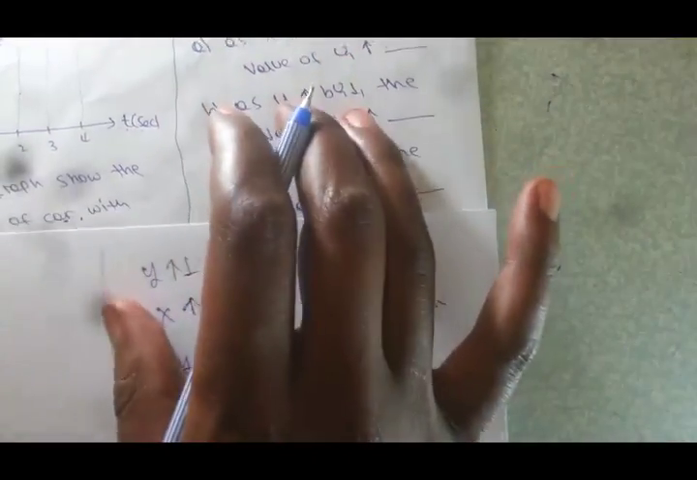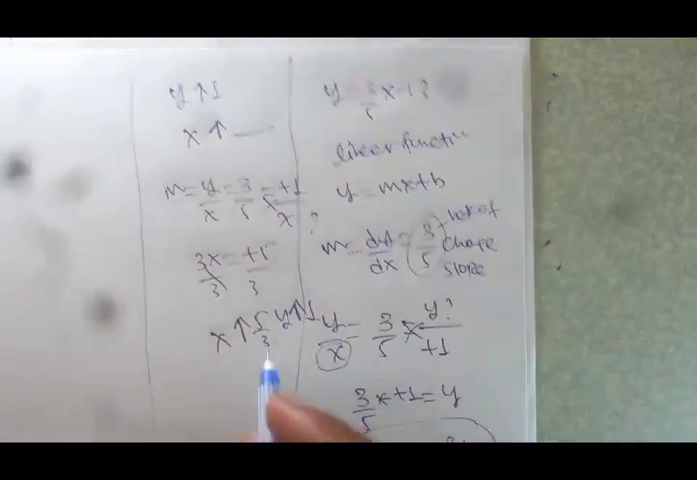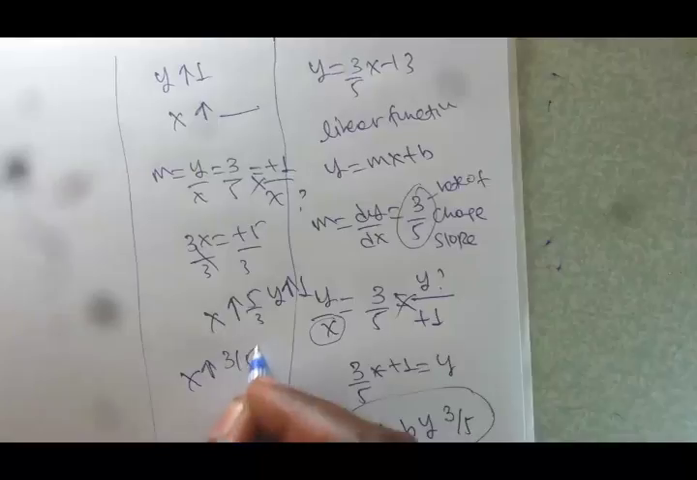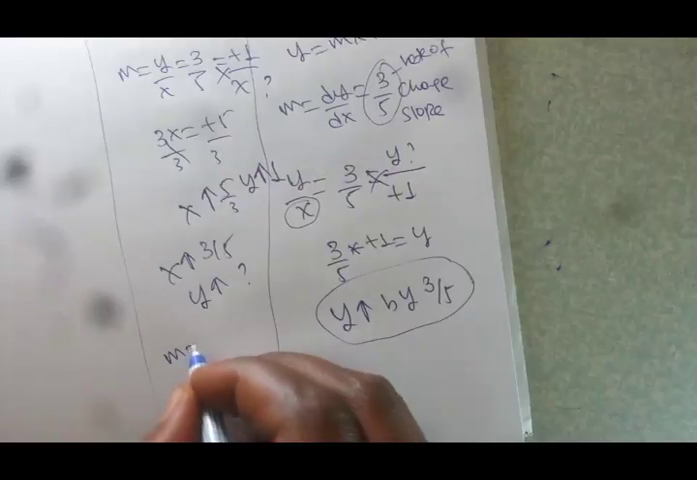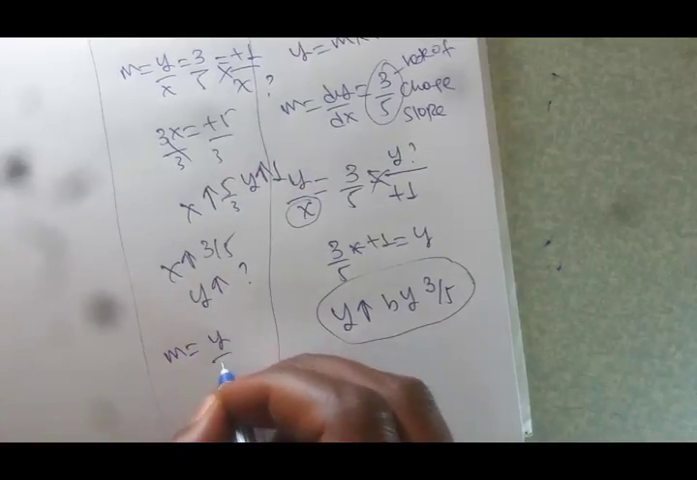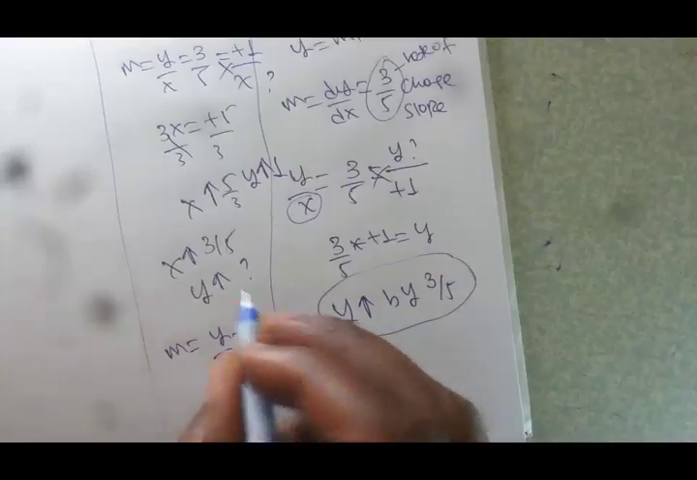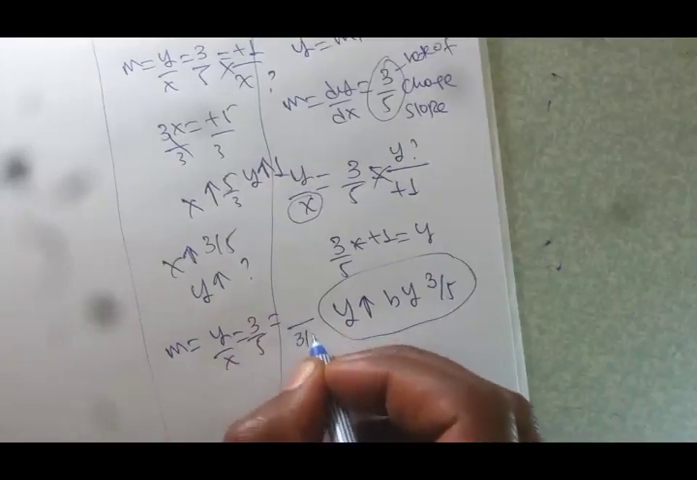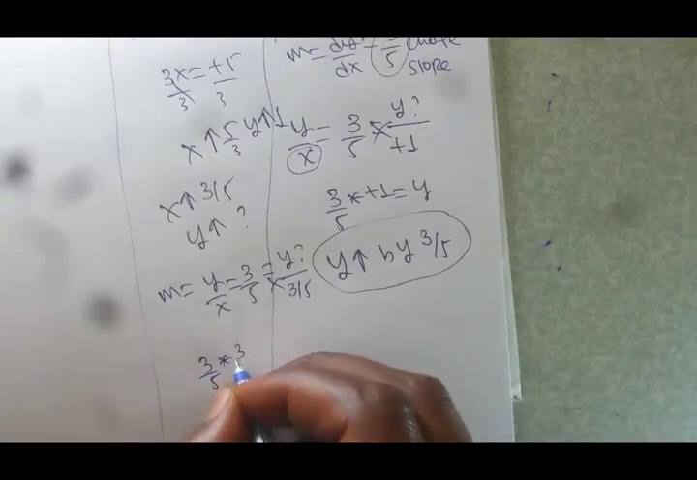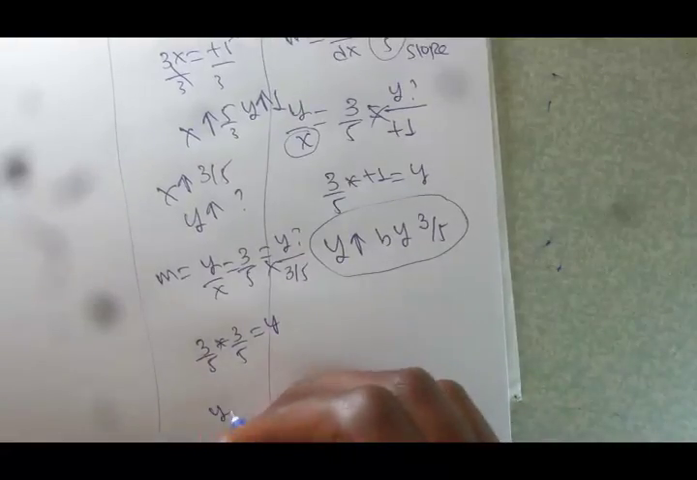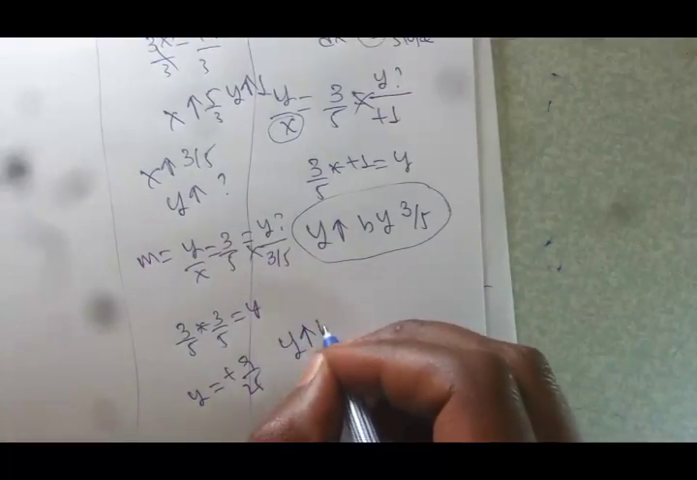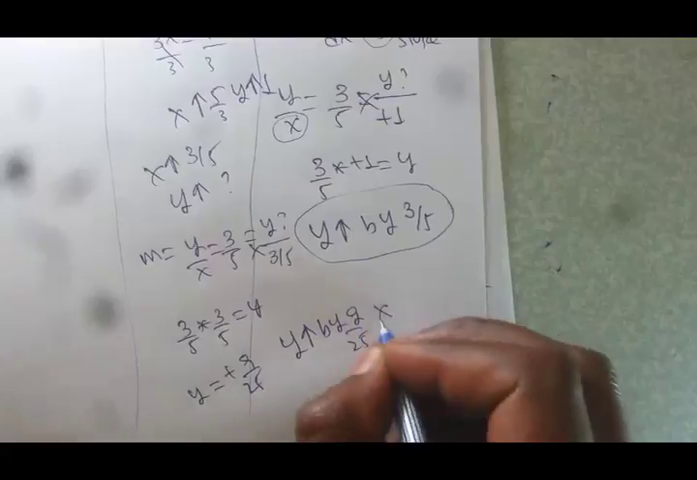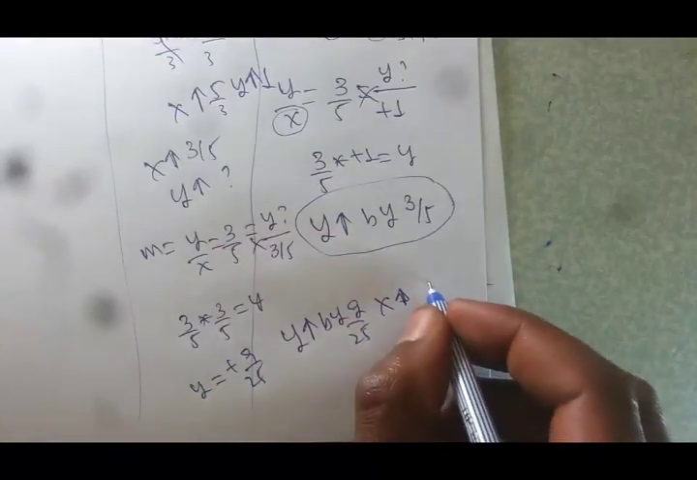And part c is given as x increases by 3 over 5. When x increases by 3 over 5, we are asked to find y increases by what? We know that m is y over x, which is 3 over 5. As x increases, the value of x is given as 3 over 5. The value of y will be 3 over 5 times 3 over 5. Therefore y is equal to plus 9 over 25. Therefore y will increase by 9 over 25 as x increases by 3 over 5.